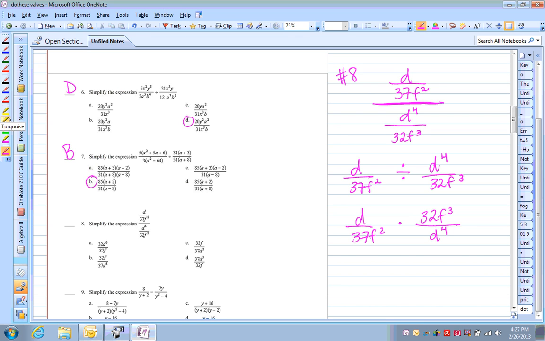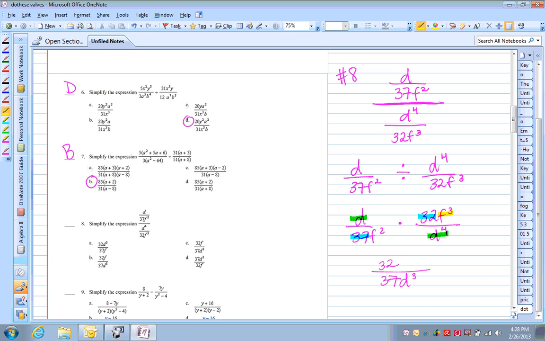So remember, you look at the numbers first, now that we're multiplying, 32 and 37. And I realize that I can't reduce those really, so I'm just going to go ahead and bring down 32 over 37. Then I'm going to look at my d's. I have 1 d on the top and 4 d's on the bottom. So I have 3 extra d's on the bottom. The bottom wins out by 3. So we write it as d cubed.